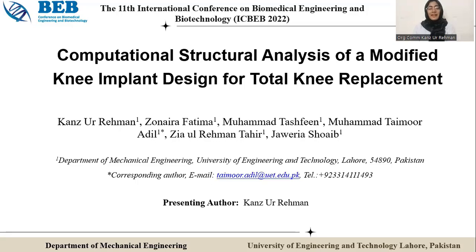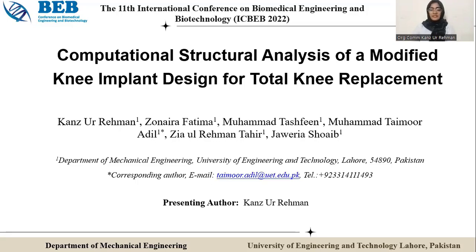Good day, everyone. My name is Kamzar Rahman, and today I will be presenting our research work on the computational structure analysis of a modified knee implant design for total knee replacement. This research was done as part of our final year project as undergraduate mechanical engineering students at the University of Engineering and Technology, Lahore, Pakistan.